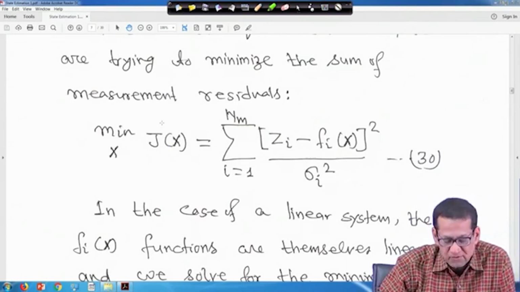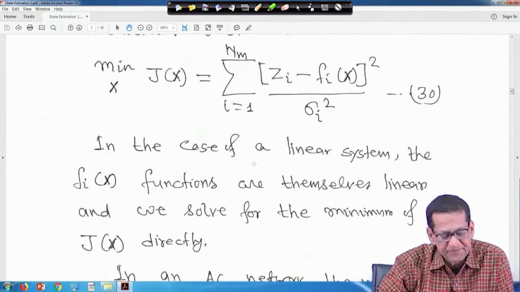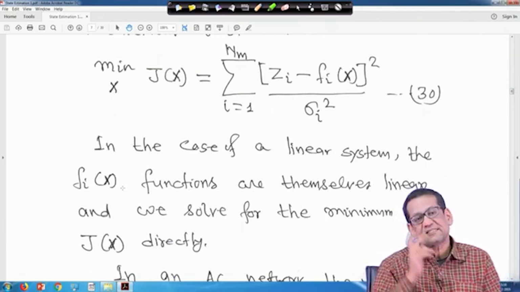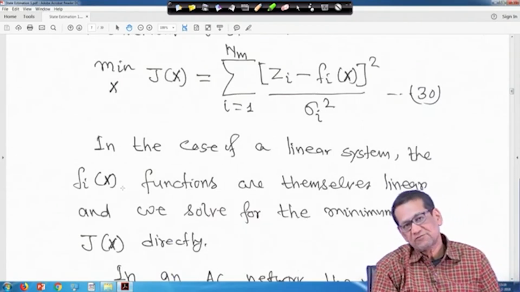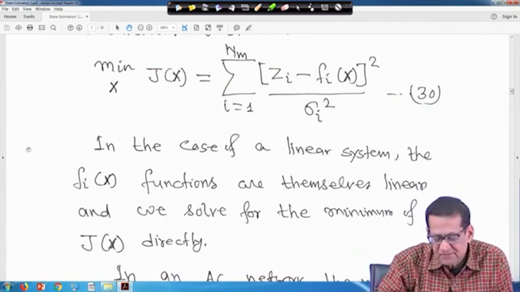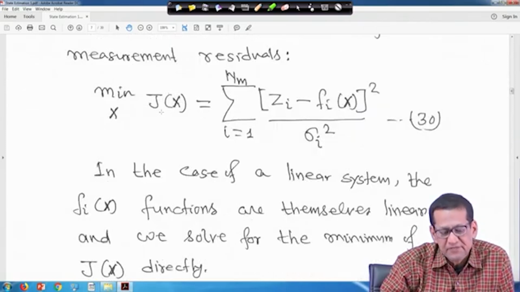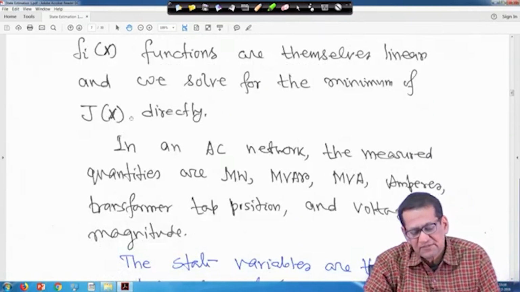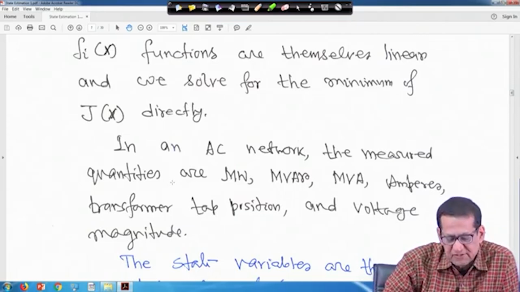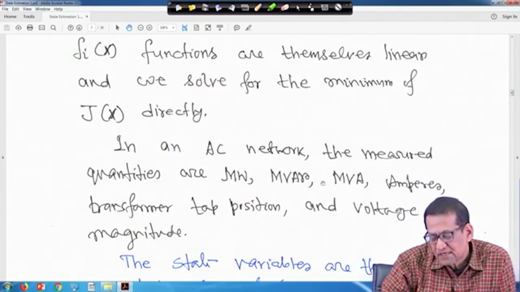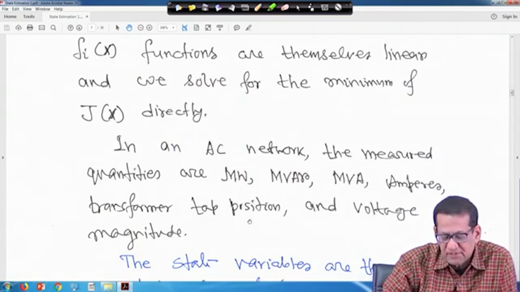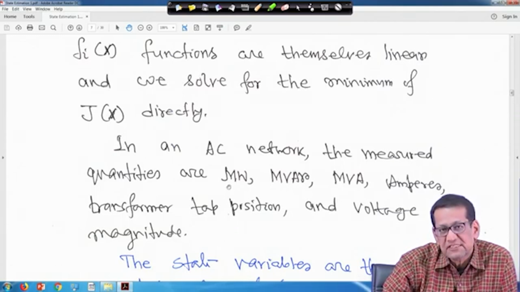In the case of a linear system, we have taken f_i(x) equal to h x, with terms like h_i1 x1, h_i2 x2, which are themselves linear, and we solve for the minimum J(x) directly, as we have seen. Now, in an AC network, the measured quantities are megawatt, megavar, megavolt ampere, amperes, transformer tap position and voltage magnitude. So many measurement quantities are there, depending on which one you are trying to estimate.